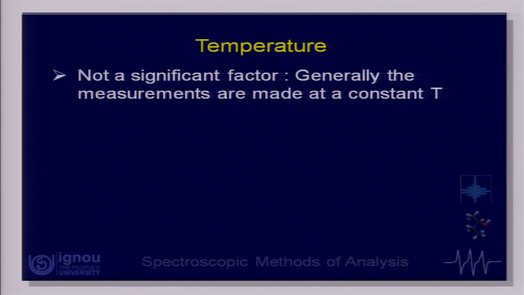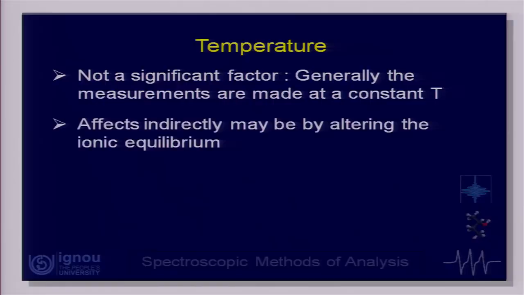Okay. Let us go further and talk about the last of the instrumental factors, that happens to be temperature. Temperature actually is not a very significant factor, because most of the time we make measurements at room temperature. So, it does not vary much over the course of measurement, and we do not expect too many deviations. However, if there are certain changes in the temperature, small variations can come in, and these deviations are indirect deviations which may be because of changes in the ionic equilibrium of the absorbing species, or the medium I am making use of.